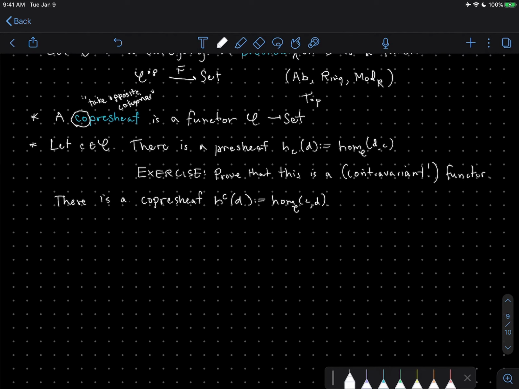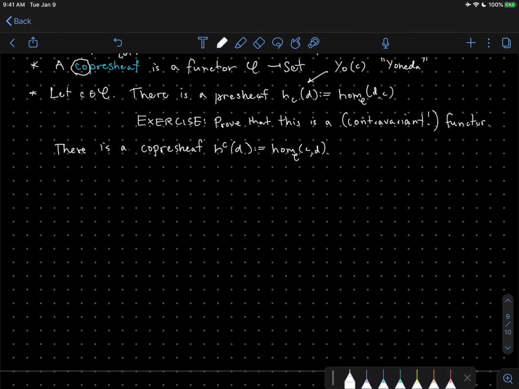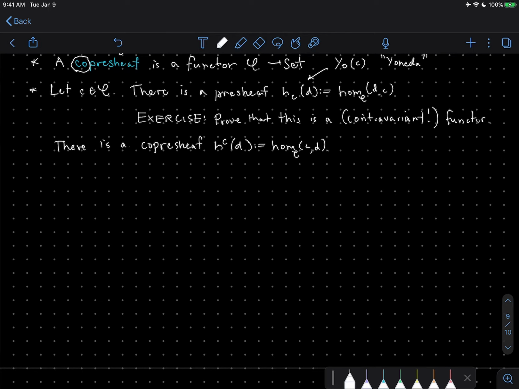We'll end up redefining this guy to be called Yo of c, Yo standing for Yoneda, but that will only be after we state the Yoneda lemma. That's coming up soon. Alright, so we have those really important presheaves. Let's move on to talk about morphisms between functors.